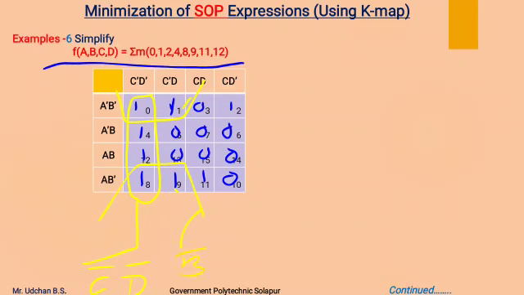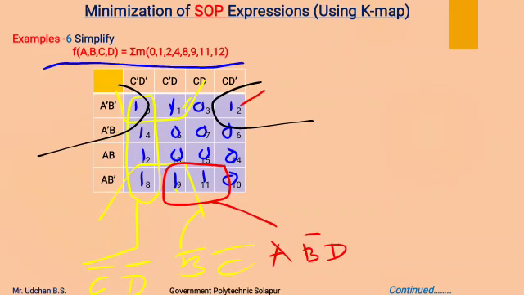Correct. B bar C bar. Now if we observe, this one is not involved anywhere, so we can form a pair like this. So for this the equation will be A B bar D. Now this one is not involved anywhere, so we can form a pair as this one and this one are adjacent with each other.